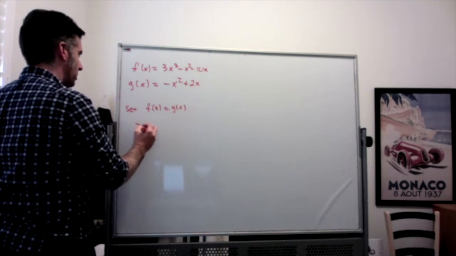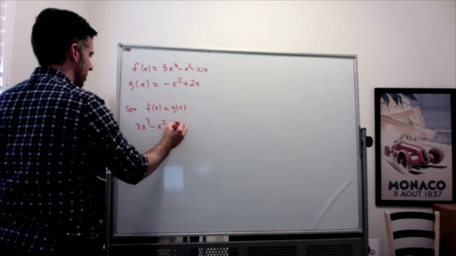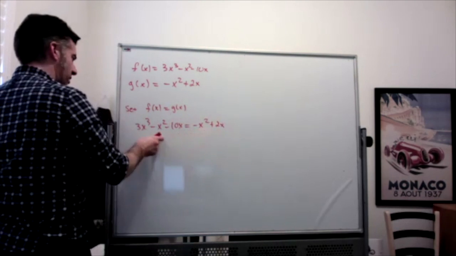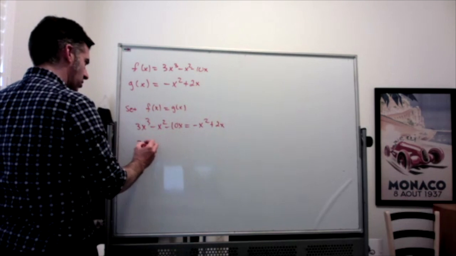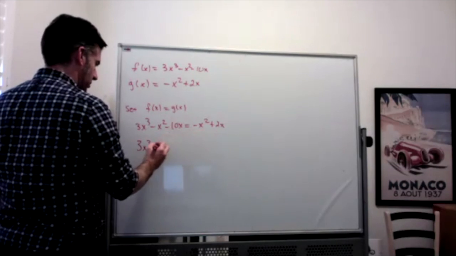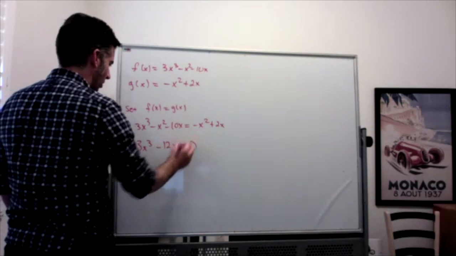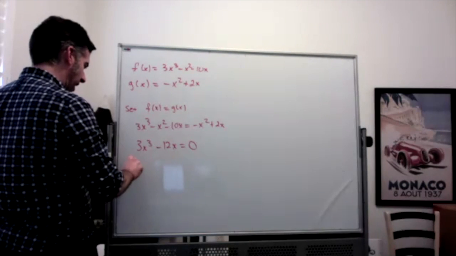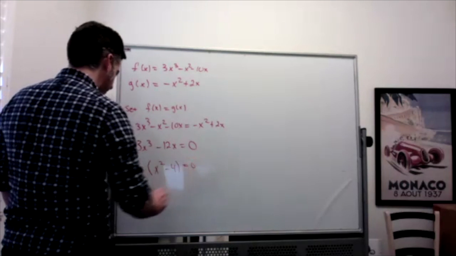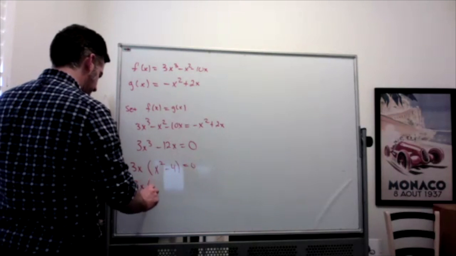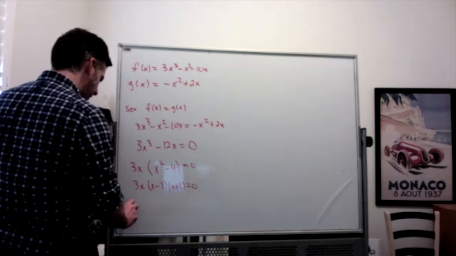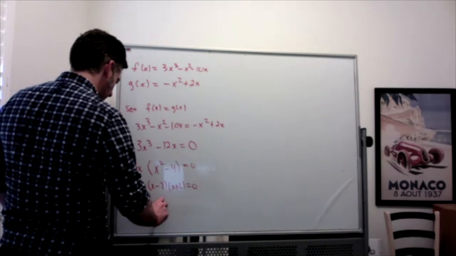So 3x cubed minus x squared minus 10x equals negative x squared plus 2x. Bring everything to the left, I get 3x cubed. The x squareds cancel. Minus 10x minus 2x is minus 12x equal to 0. Factor out 3x, left with x squared minus 4. Factor this as x minus 2 times x plus 2. So our points of intersection are 0, 2, and negative 2.